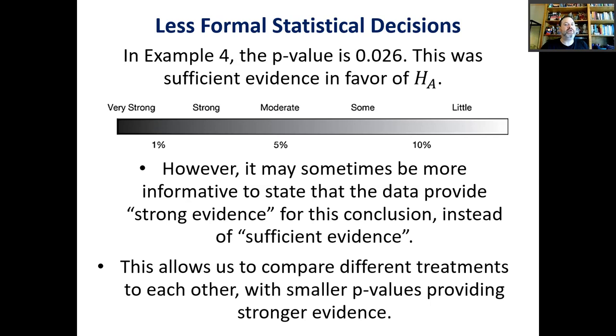So in example 4, we had a p-value of 0.026. This was sufficient evidence in favor of the alternative hypothesis. However, it may sometimes be more informative to state that the data provide strong evidence for this conclusion instead of sufficient evidence. This allows us to compare different treatments to each other, with smaller p-values providing stronger evidence. Right? So you can look at the chart. If your p-value is 0.07, it's here, you'd say, oh, there's some evidence, or strong evidence, or moderate. And it allows us to compare different studies to each other and say one has stronger evidence, as opposed to lumping all of the studies with p-value less than alpha together.